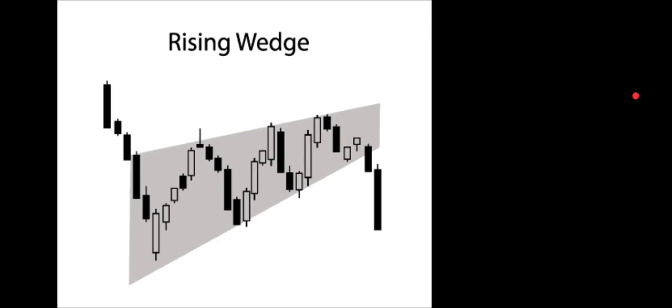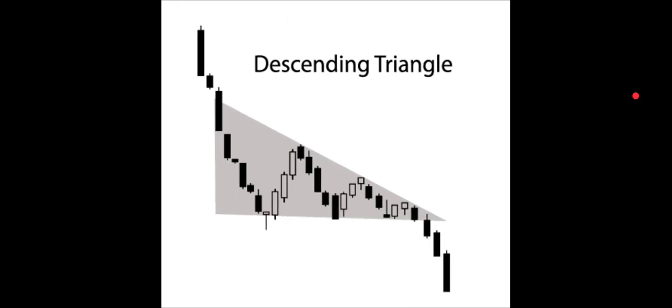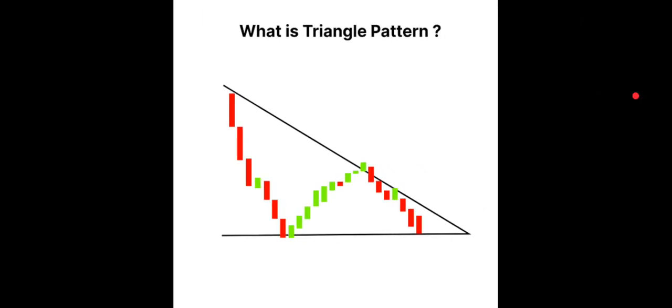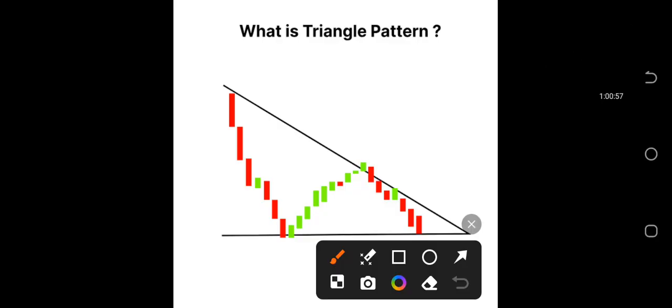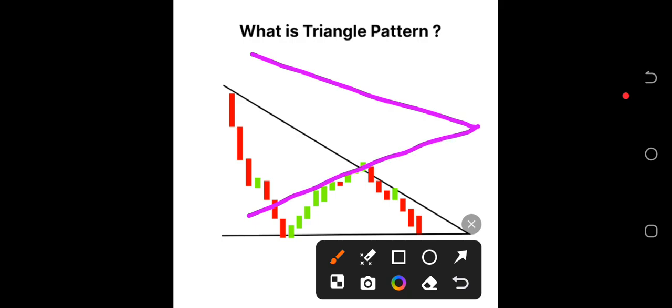So this is also a rising wedge. This is a descending triangle, we've talked about it. Then this is a triangle. We have a descending triangle, we have an ascending triangle, and we have the triangle itself. Just like the name implies, triangle. You can see, this is a triangle.